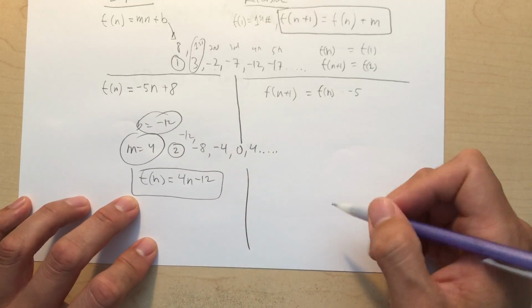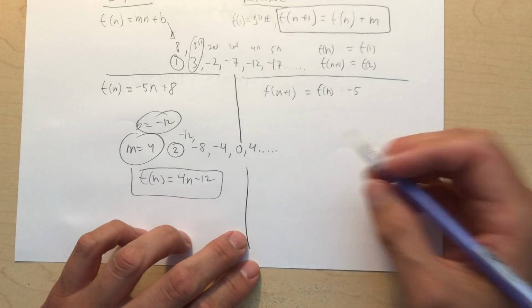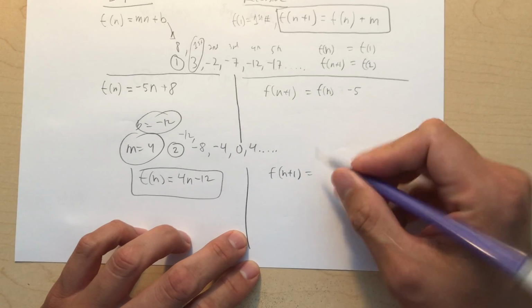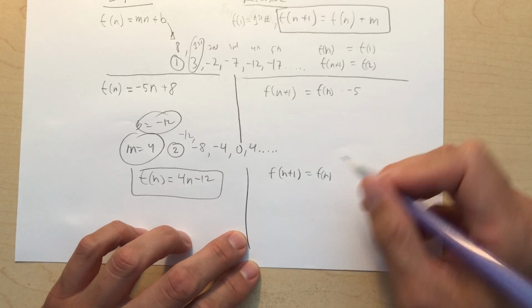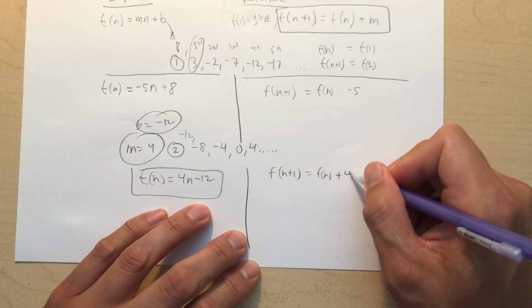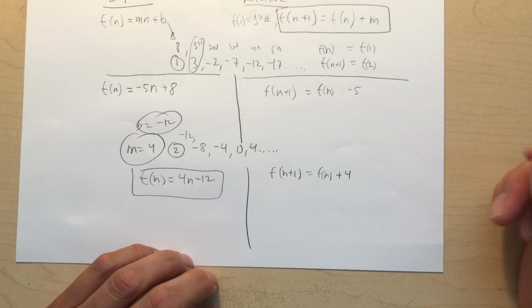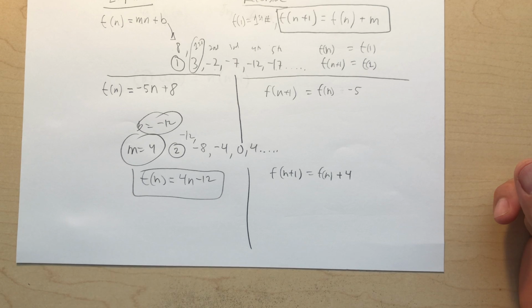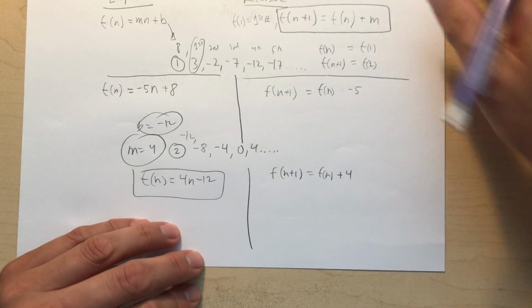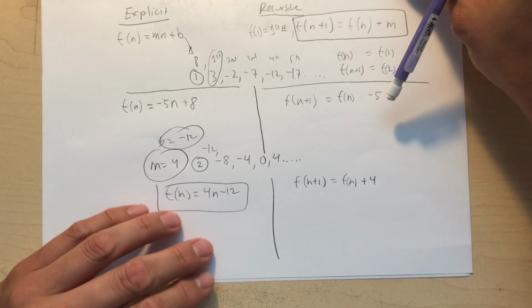All right, let's go ahead and redo this one now. Okay, so same thing, f of n plus 1, and our f of n, whatever that is, you're going to add 4 to that, and that's it. And that's really that simple, okay? I know it can be confusing, I get that, okay? But that's just really that simple, all right?